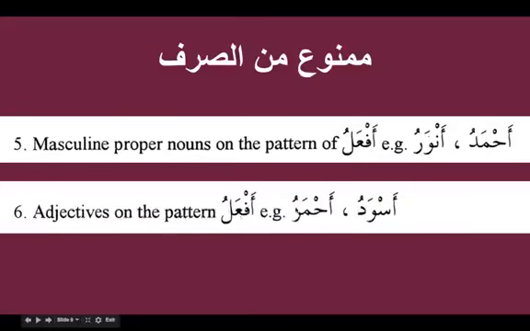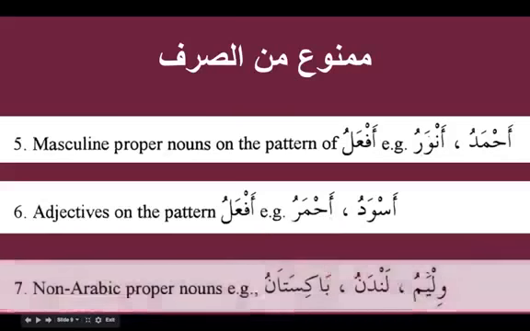And the patterns of colors, because the colors normally describe an object, so they come as adjectives. If they are on a pattern of Af'alu, then it is diptote, like Aswadu, Ahmaru is red, Aswadu is black, like Azraqu, Akhdaru, Asfaru. All these are mamnu' min as-sarf.